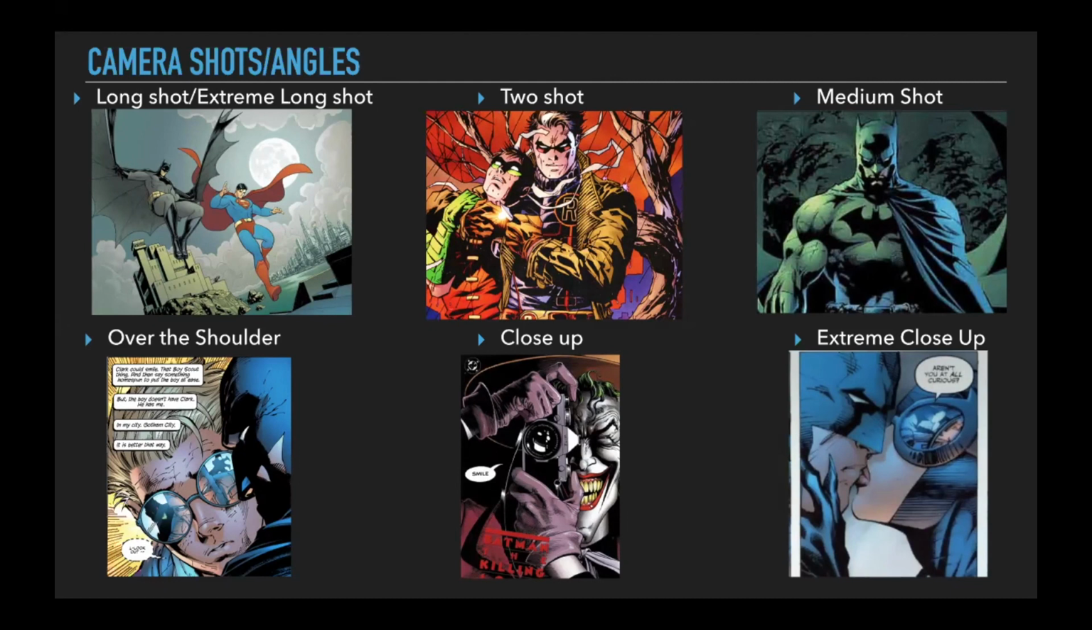Coming in closer, we see the one in the middle, the two shot. And it's basically, in this case, two characters on screen. Usually they're shot or framed from the waist up. Then we have on the top right, the medium shot, which is similar to the two shot, but this is just one character in particular.